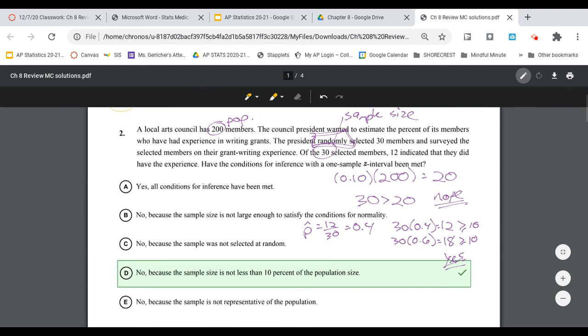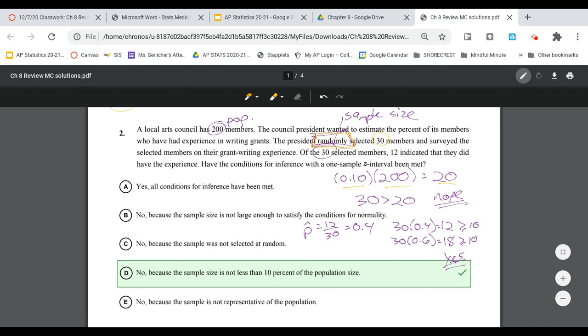Okay, number 2 was checking your conditions. And the 10%, so it's random. That first condition is good. The 10% condition is not good. If you do 10% of 200, you get 20. And 30, the sample size, is bigger than 20.